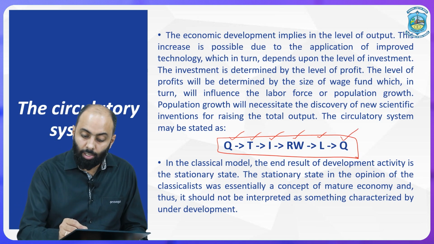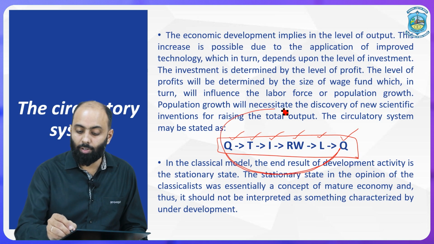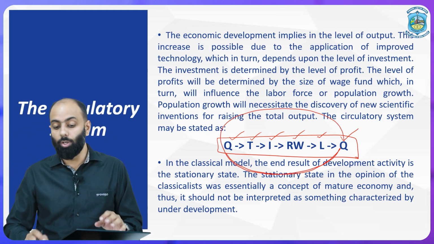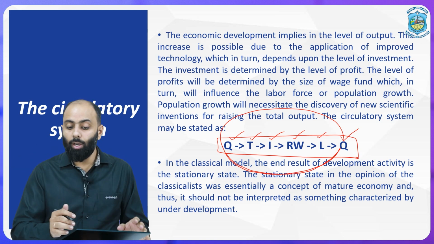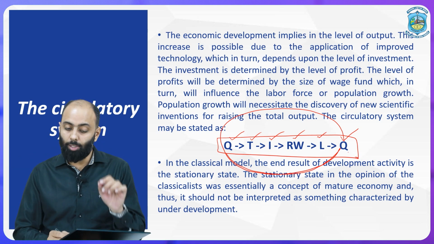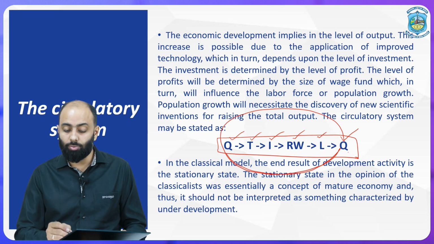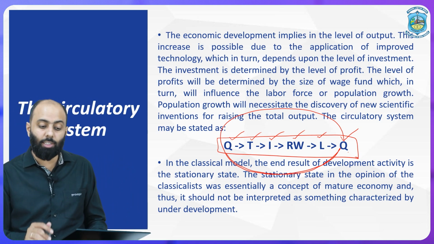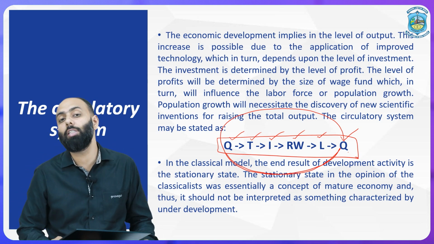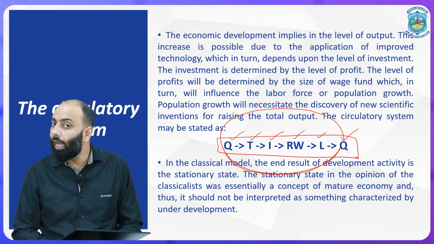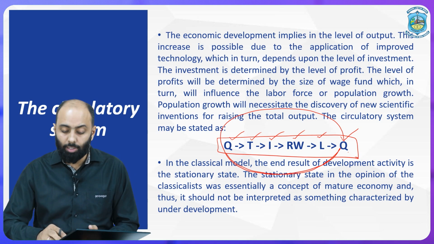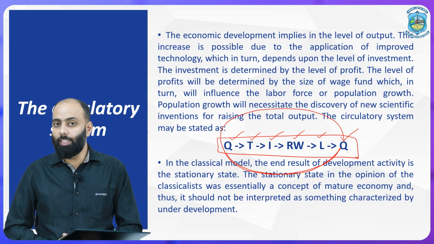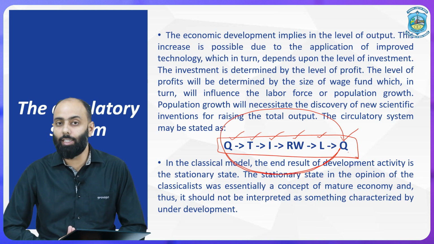You can see and understand that at the starting and at the end both levels are connected with the alphabet Q, that represents total output. If we go in reverse order, output can be increased with the help of labor supply, that can be increased with the help of wage fund, that can be increased with the help of investment, that can be increased with the help of technological changes, and ultimately technological changes can be brought with the level of changes in the output. So we can conclude this entire theory of economic development by saying that there is a circular system in the entire economy.